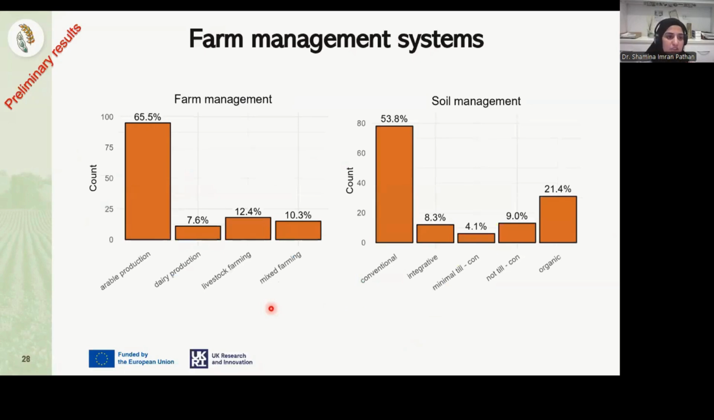And then we also looked at which kind of farm or soil management. Most were arable production, but we also found some trials in dairy production, livestock farming, or mixed farming. Almost 50% of trials were conventional. But we are happy to see that almost 21% of the trials are organic, and up to 8% are integrative, like part conventional and part organic mixed together. Some of them are with tillage, some no tillage. So we have diverse soil management practices also.